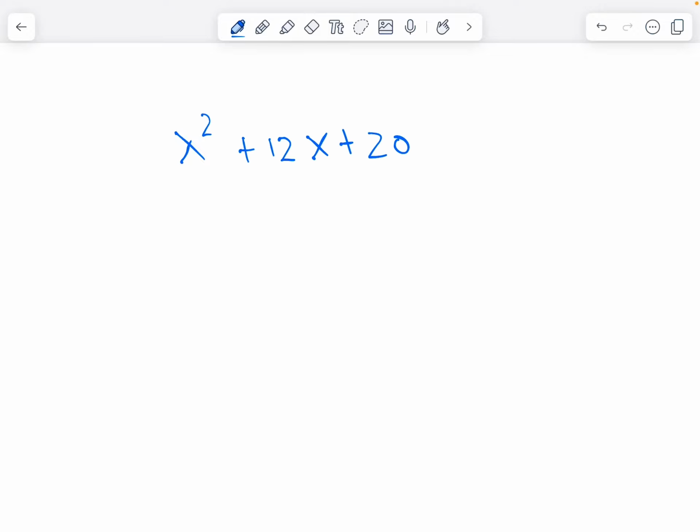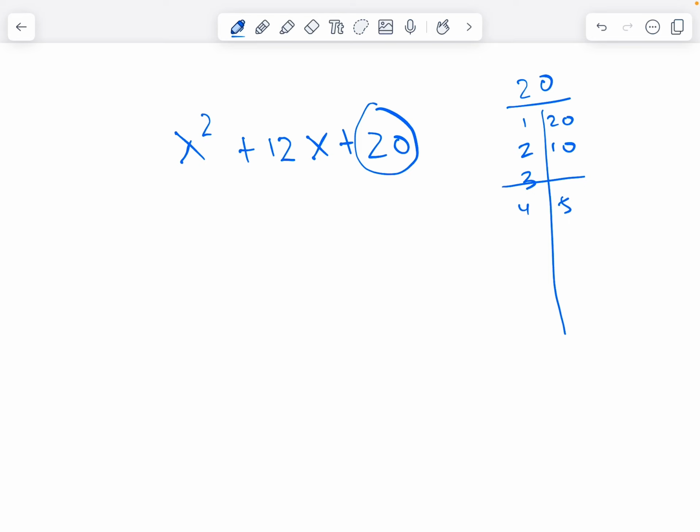First step on these ones is to make a list of numbers that multiply together to be the last number. So we got 1 and 20, 2 and 10, 3 and 3 doesn't work. We got 4 and 5. So I'm looking down my list of numbers to try to find a combo that adds to be 12. We got it with 2 and 10. And so we got x plus 2, x plus 10.